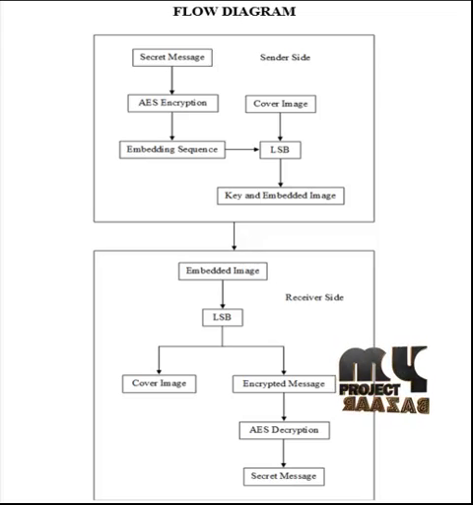Let me see the flow of the process. First, we obtain the secret information and the input image from the user. The secret information is encrypted using the AES encryption process. The information in text is encrypted using AES format. The message in text format is converted into ASCII code in order to convert the text into numbers.